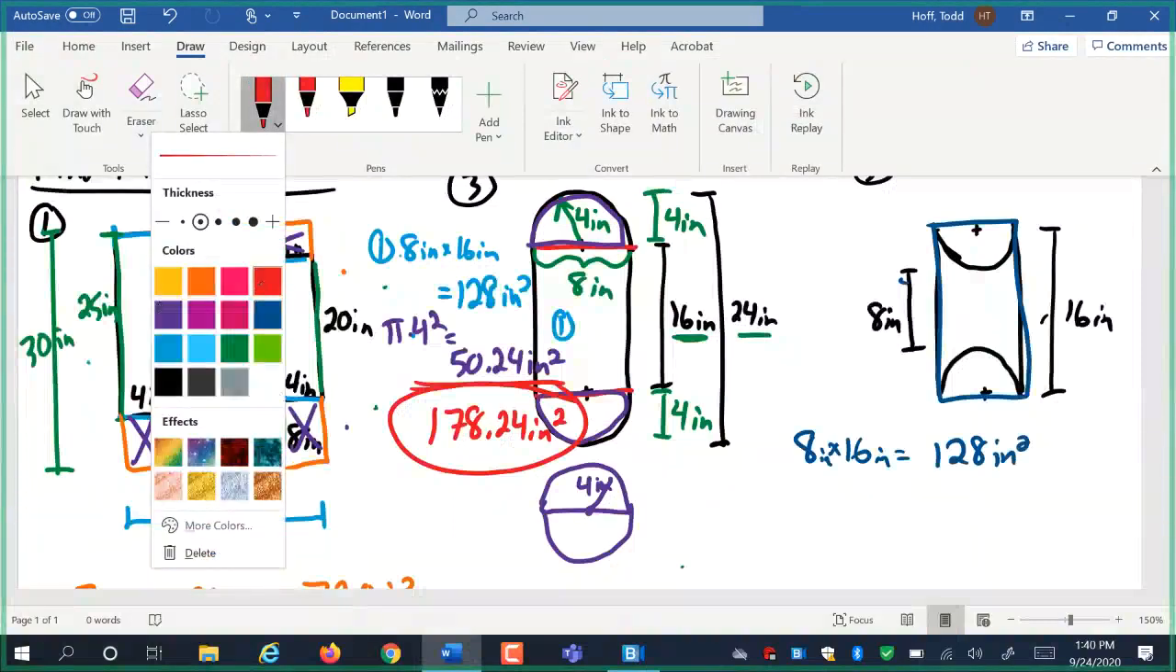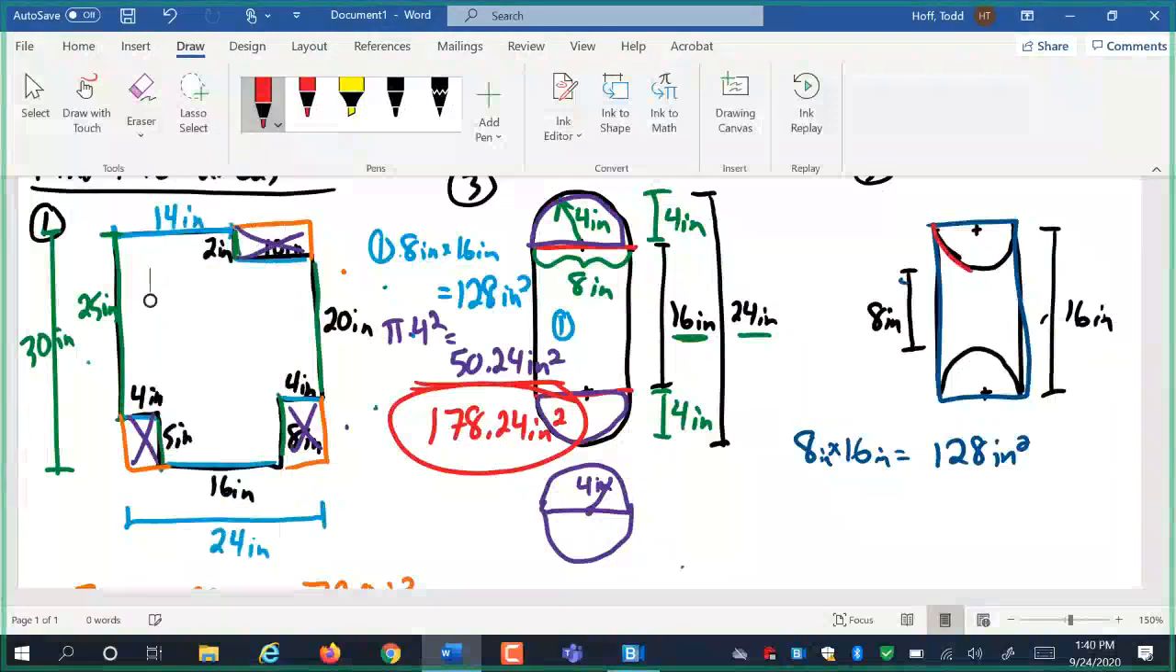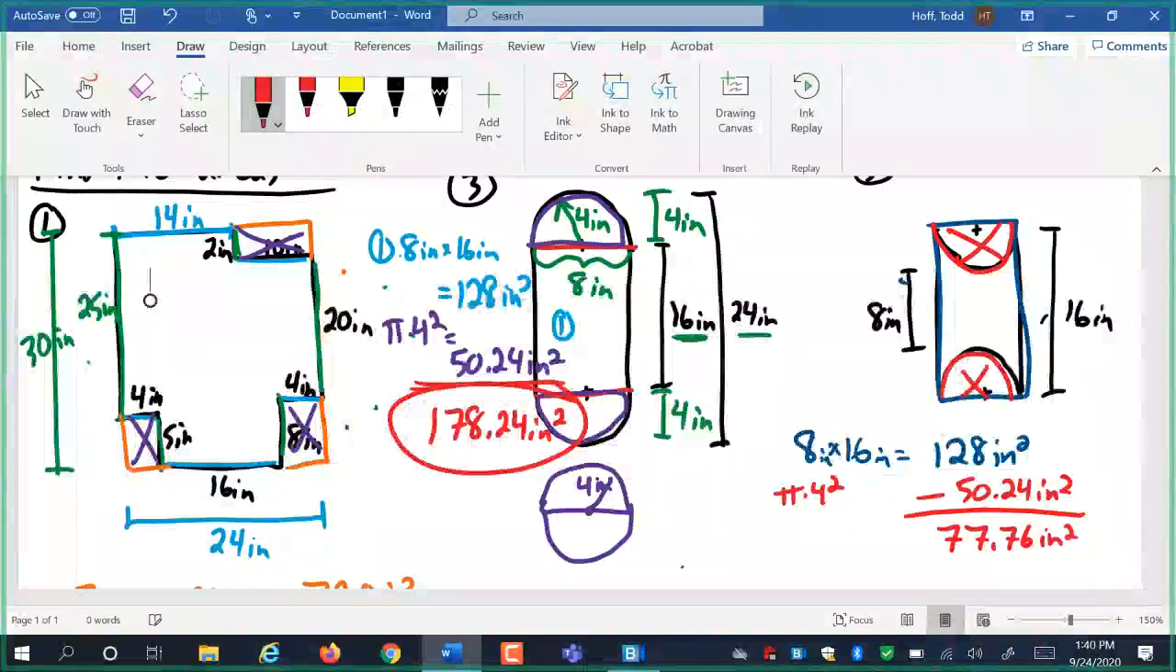But in this one, the half circles are not adding onto it, they're being cut out of it on the ends. So we have to subtract the area of that full circle, that pi times 4 squared, which is 50.24 square inches. We subtract that. You get 77.76 square inches of area for that one.